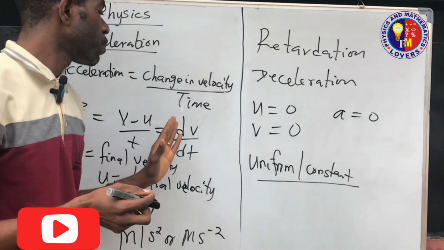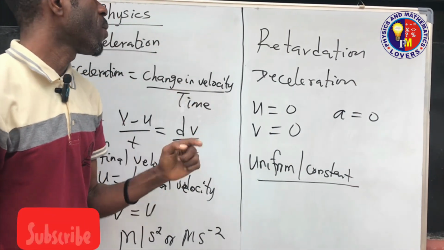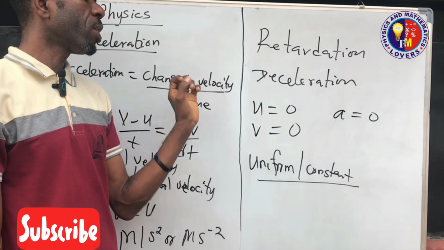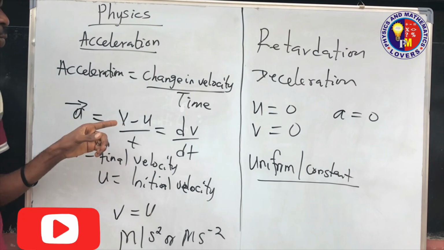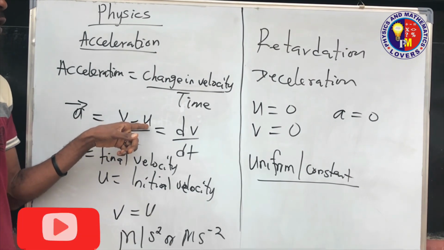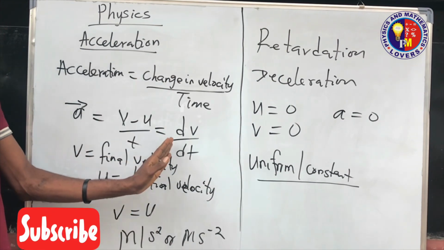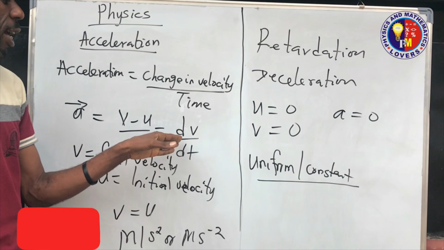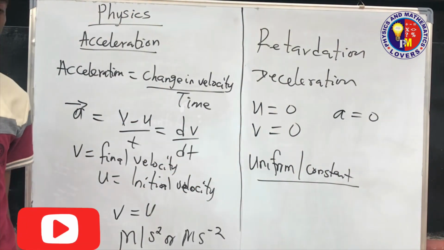Remember, I told you acceleration is a vector quantity and the unit of acceleration is meter per second squared. To calculate your acceleration, it is final velocity minus initial velocity, which I will call change in velocity. Mathematically, it is denoted as dv over dt, which means change in velocity with respect to time.